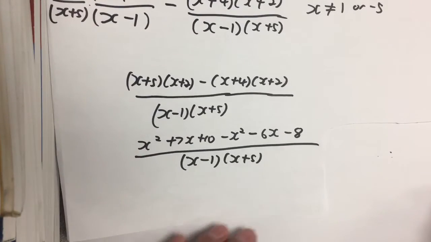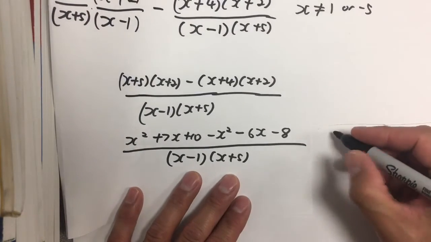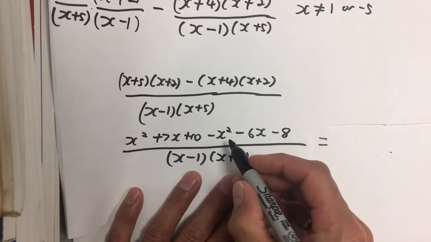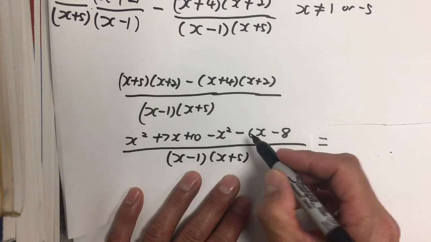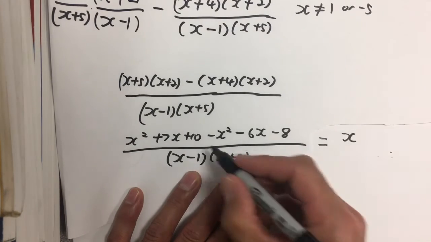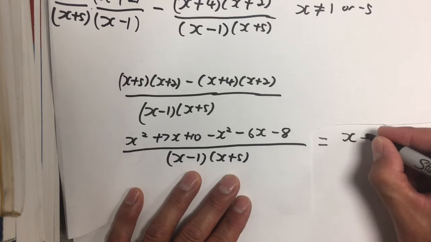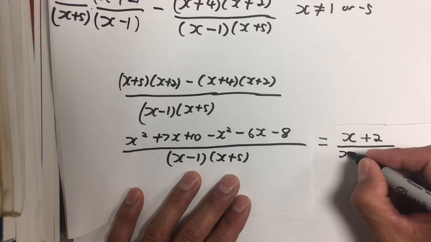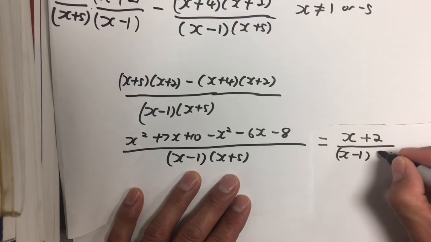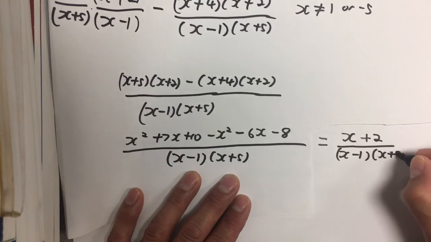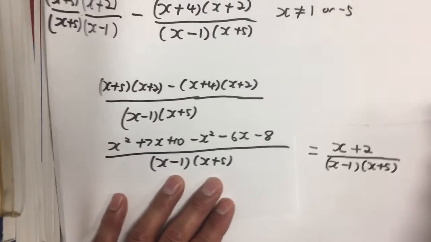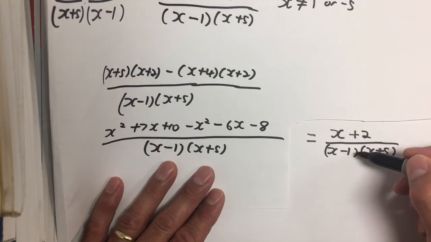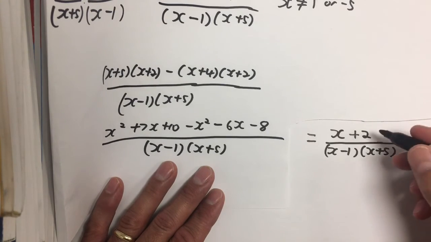Now we're going to simplify the numerator. The numerator is x² - x², so that's 0. 7x - 6x, so that is x. And 10 - 8, so that is plus 2. And our denominator is still (x - 1)(x + 5). As you can clearly see now, there are no common factors in the numerator and the denominator. There's nothing to cancel out.